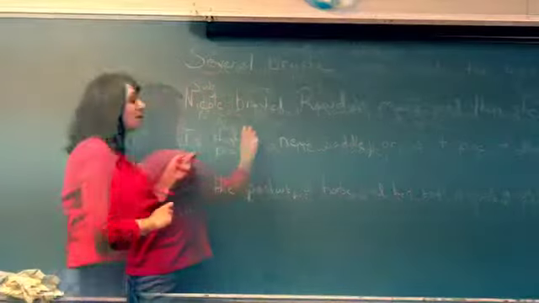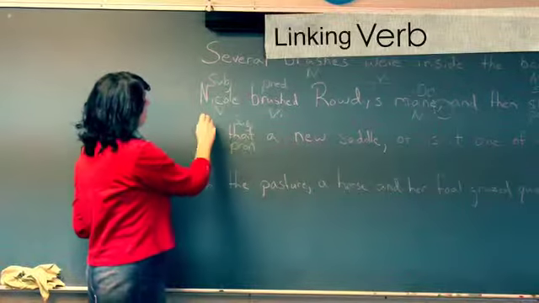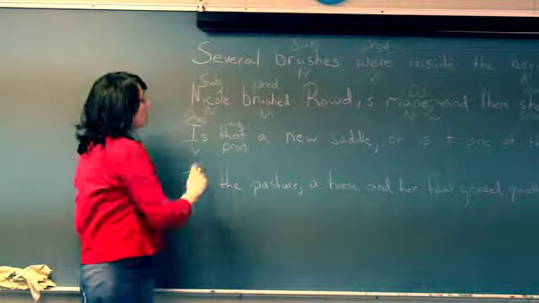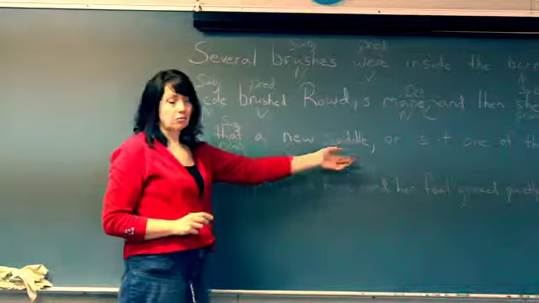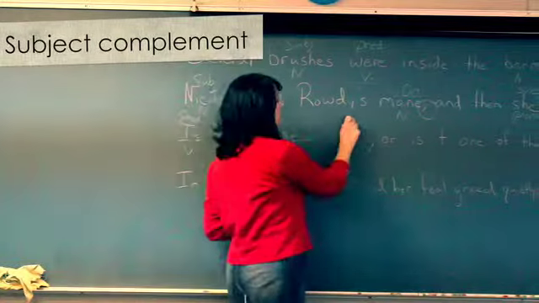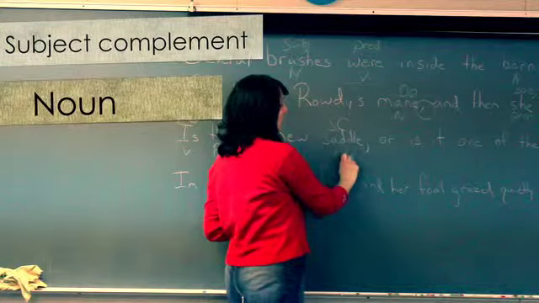It is our subject. "Is" is our verb. It's a linking verb. It's our predicate. And it is linking that to "saddle." So "saddle" is our subject complement. Okay, that's also a noun.